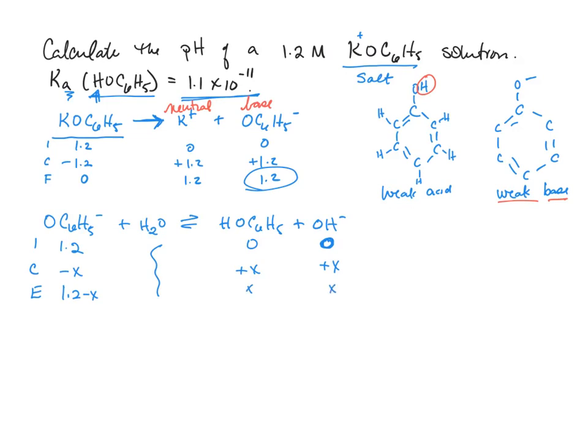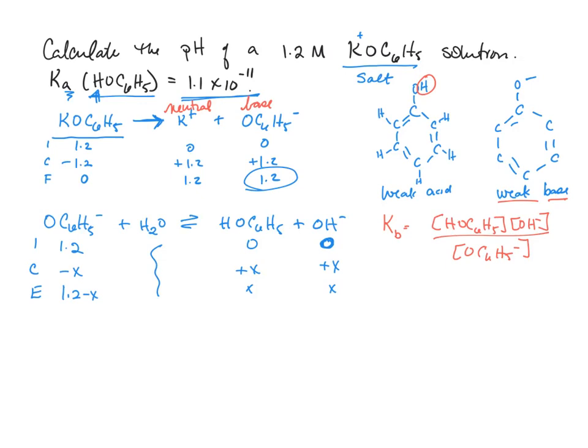Now to the right, I'm going to go ahead and write the Kb because this is a base. I will write the Kb expression. Kb is HOC6H5 times OH minus divided by OC6H5 minus. A lot of times students will leave that step out and they'll just start plugging things in. I recommend you keep doing it for a while because eventually we'll make some changes to our reactions and you'll not know what to do with the change.